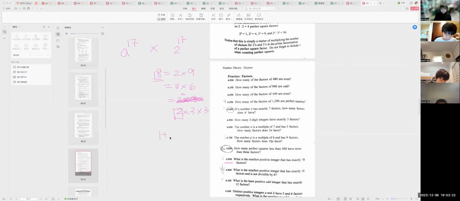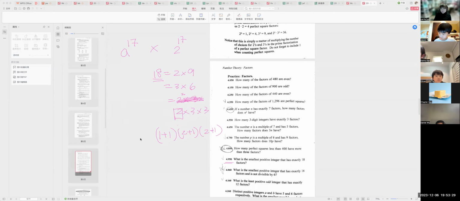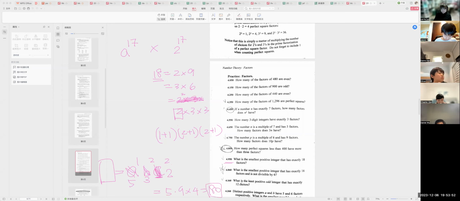Okay, so this is my target. I want to have 1 plus 1 times 2 plus 1 times 2 plus 1. Get it, Elaine? Okay, so now we have a to the power 1, b to the power 2, and c to the power 2 equals this number. So I want to put the smaller numbers on the bigger exponents. So we can put a 2 here, 3 here, and 5 here. So this number will be 5 times 9 times 4, so this number is 180. So 180 is the smallest number which has exactly 18 factors.